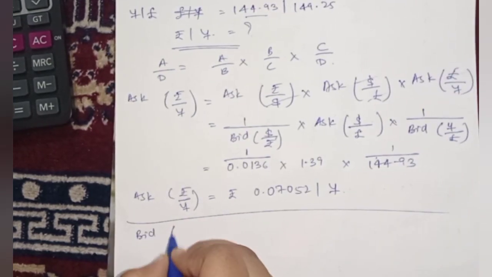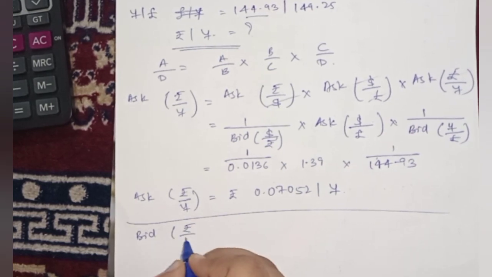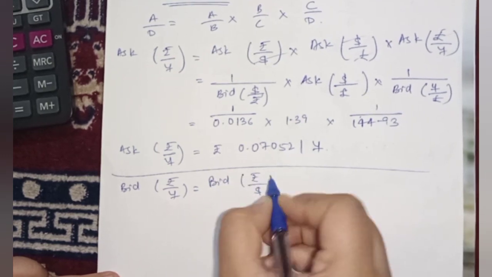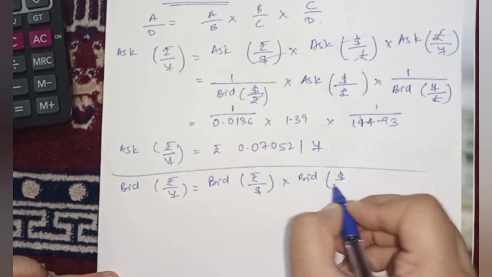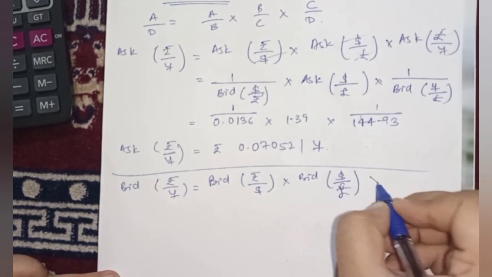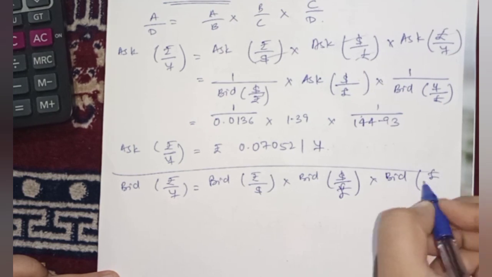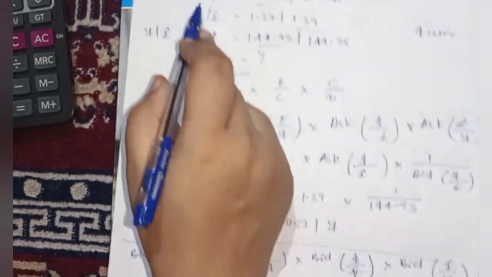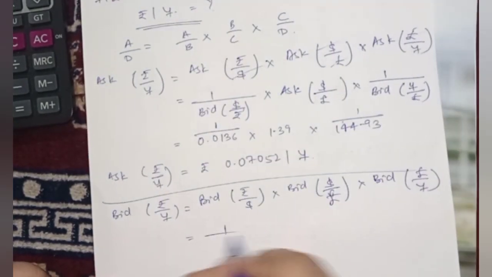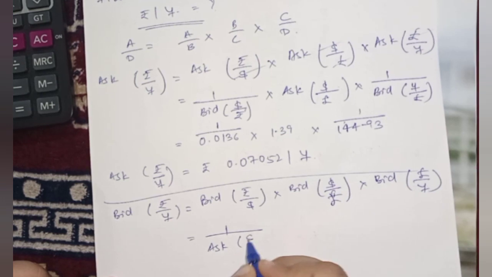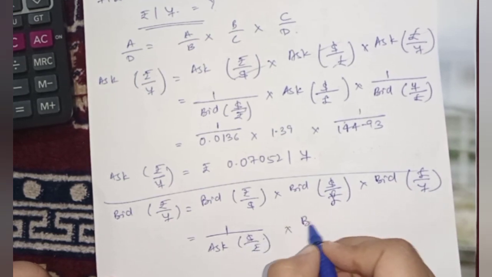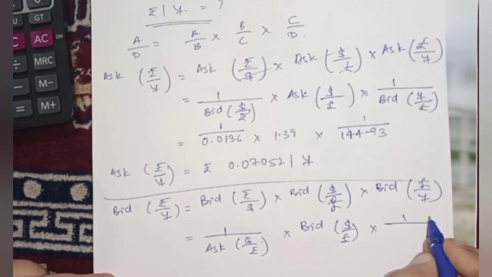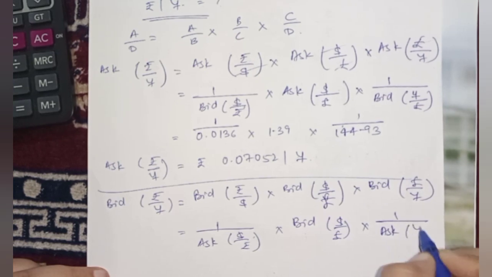Now we will find out the other rate, that is the bid rate of rupee per yen. This will be calculated as bid of rupee upon dollar multiplied by bid of dollar upon pound multiplied by bid of pound upon yen. In this case also we are not given the rates of rupee per dollar, but we are given the rates of dollar per rupee. So we will reverse this. Ask of dollar upon rupee, this will remain the same, so we will write it as it is, and dollar upon yen we also have to reverse.